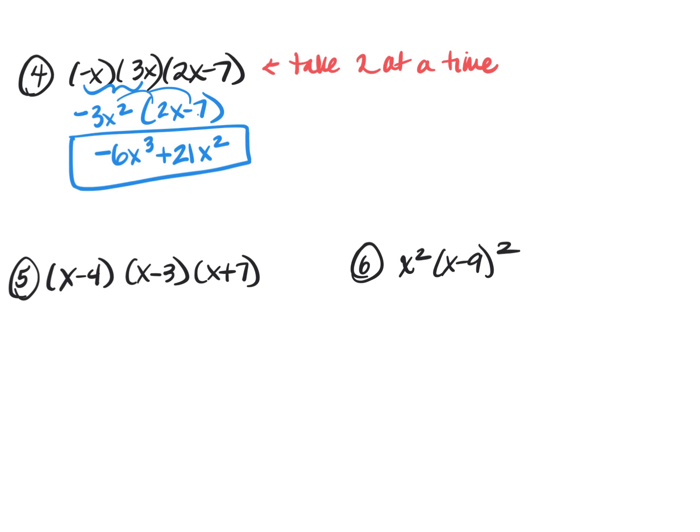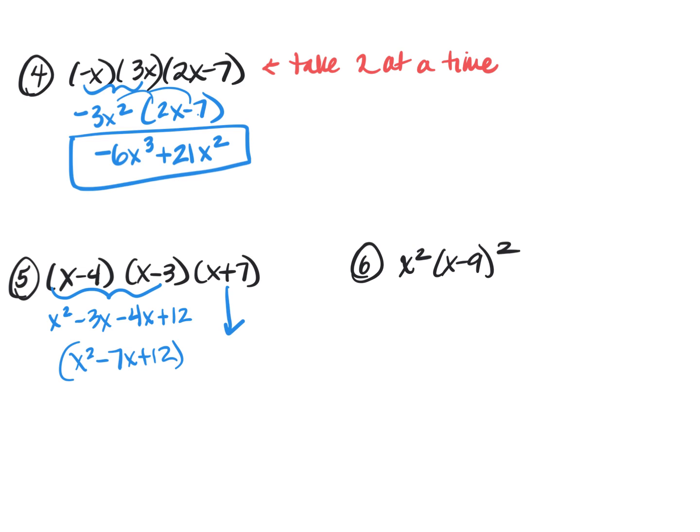3 binomials. So again, take them in 2s. Let's do these 2 with FOIL really quick. So first terms, I get x squared. Outer, minus 3x. Inner, negative 4x. Last, I get plus 12. So when I clean that up, I have x squared minus 7x plus 12.